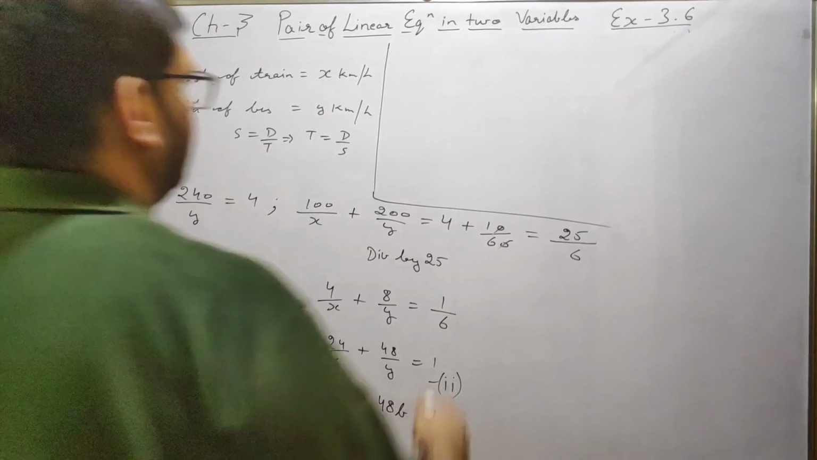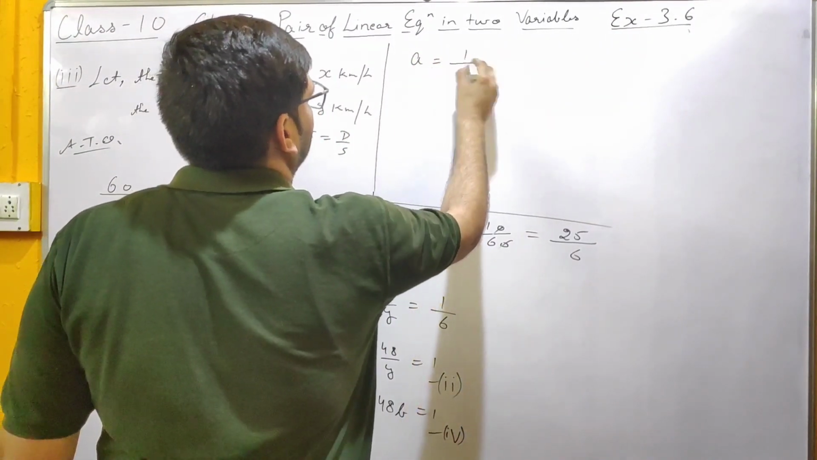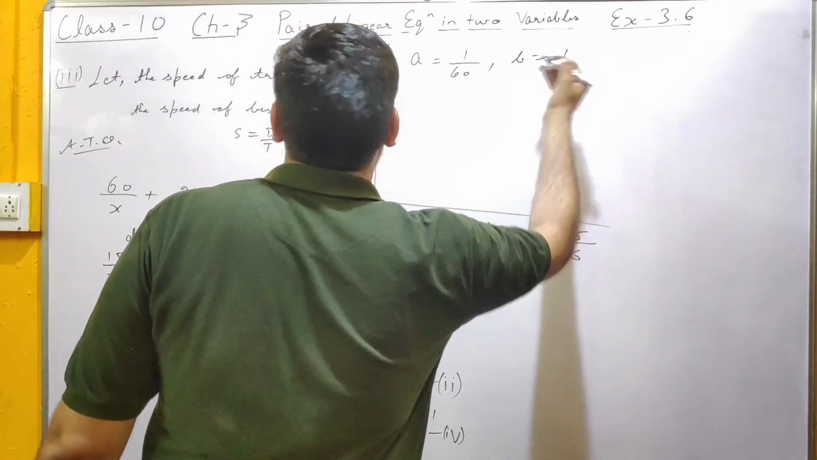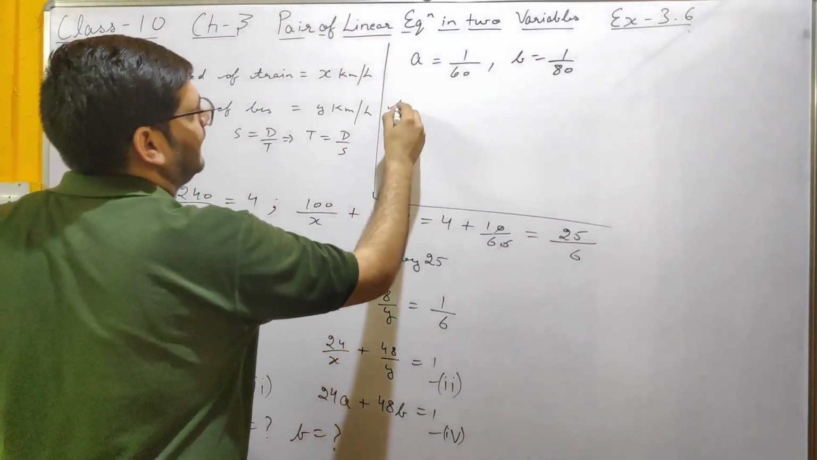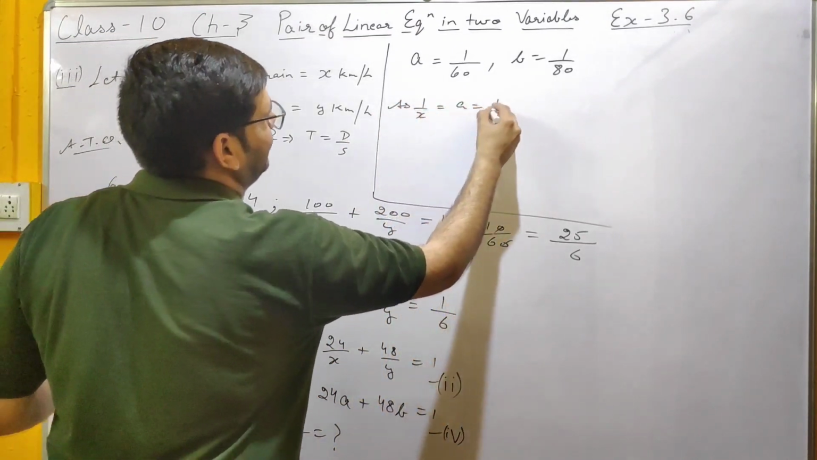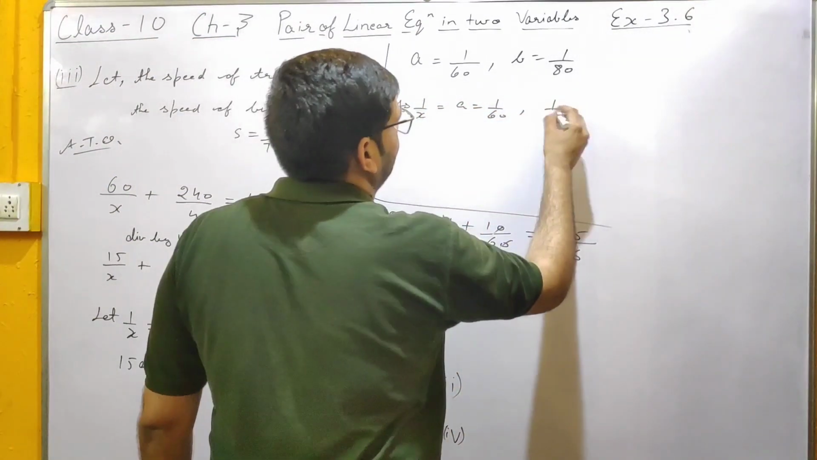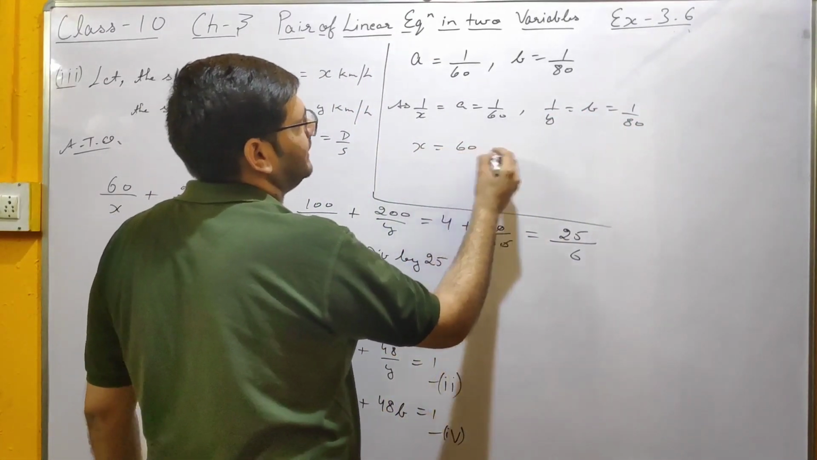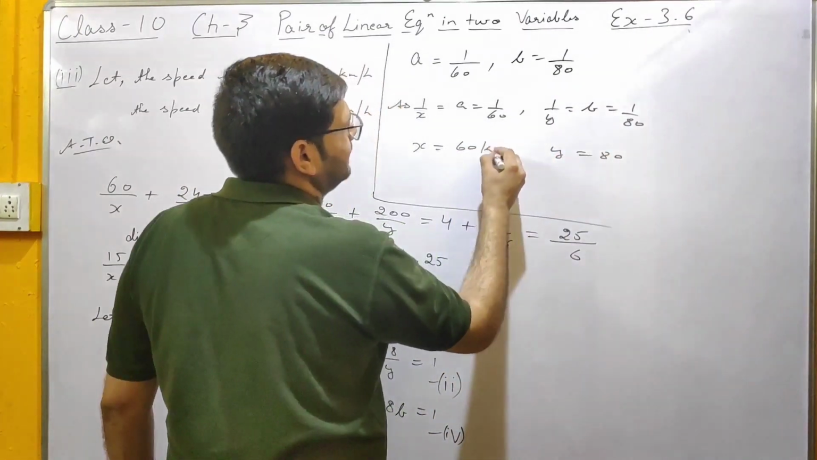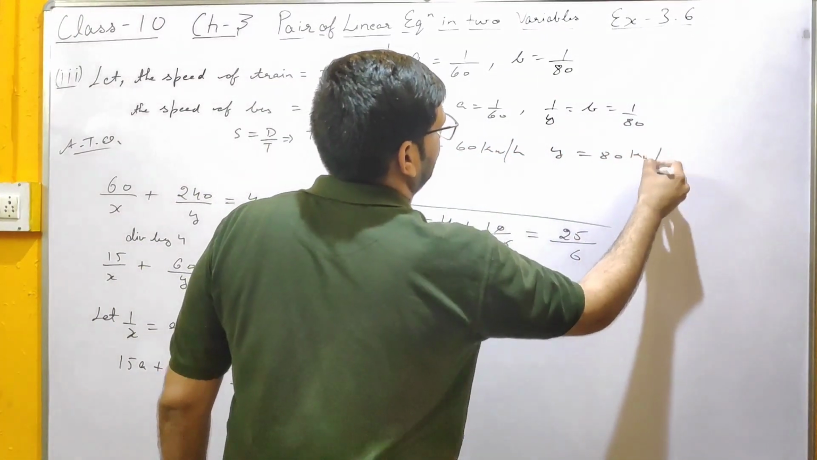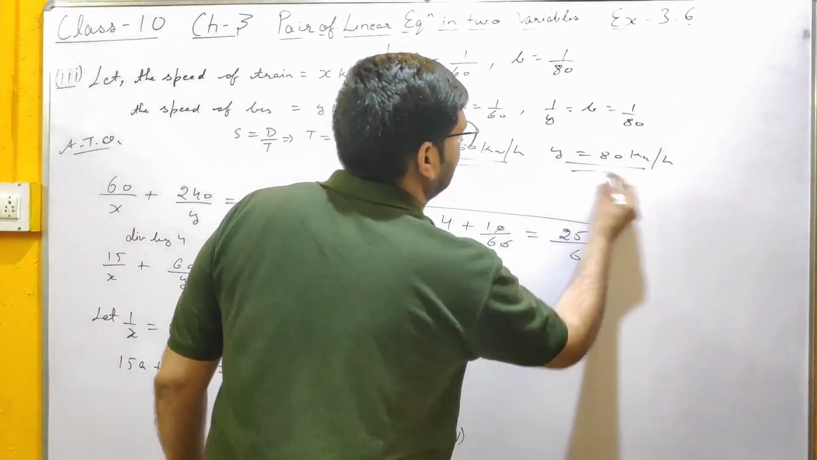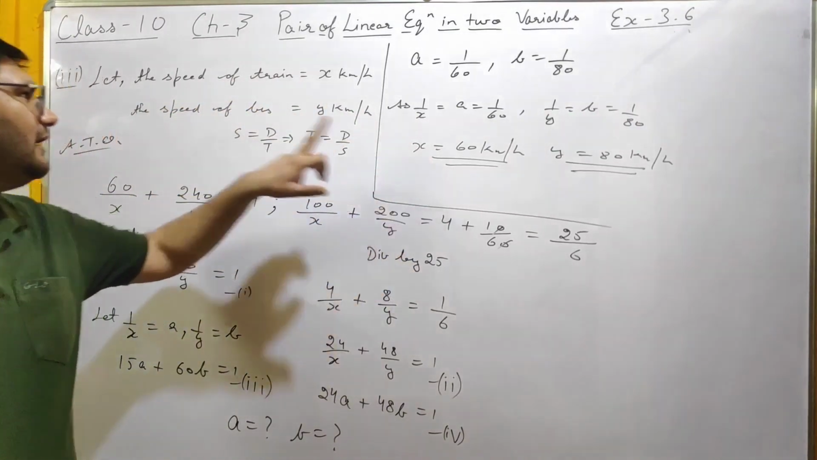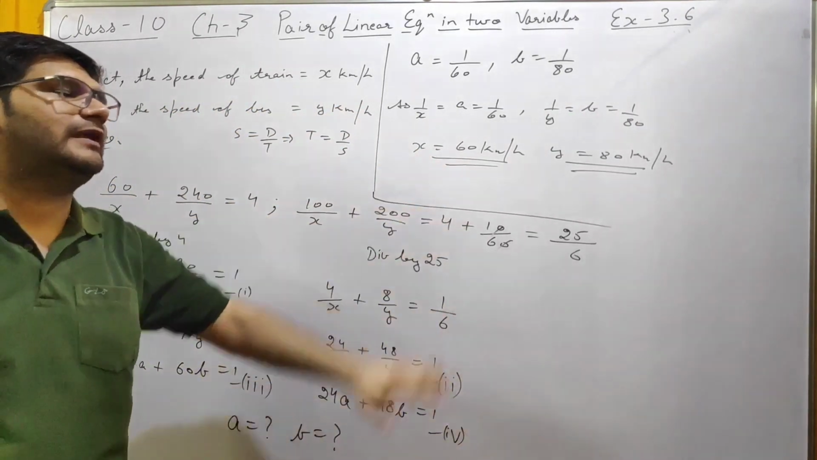After solving, you will get a equals 1 by 60 and b equals 1 by 80. I hope you are getting these answers. And then we can say that as 1 by x was a and a is 1 by 60, and 1 by y was b and it is 1 by 80 now. So x equals 60 and y equals 80. The answer will be in kilometers per hour. But you need to write after this question that the speed of the train is 60 kilometers per hour and the speed of the bus is 80 kilometers per hour.